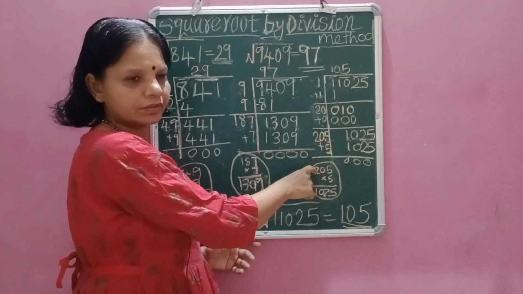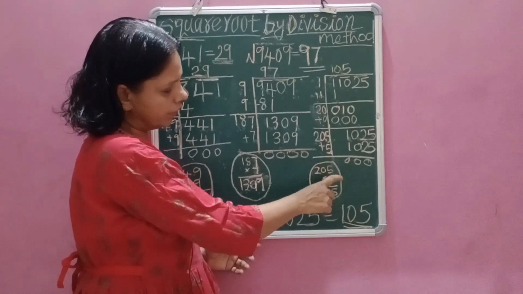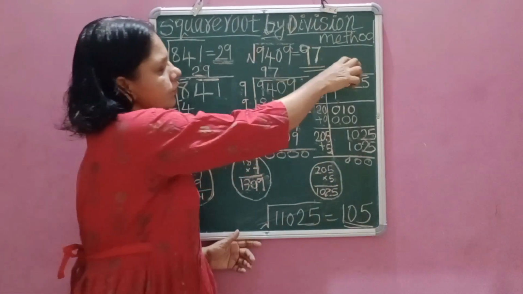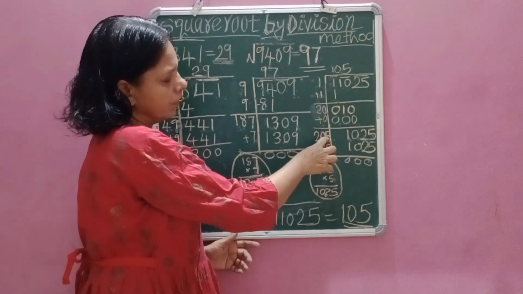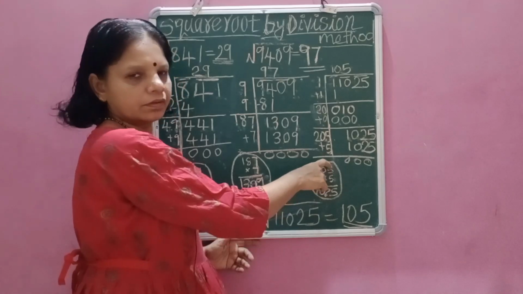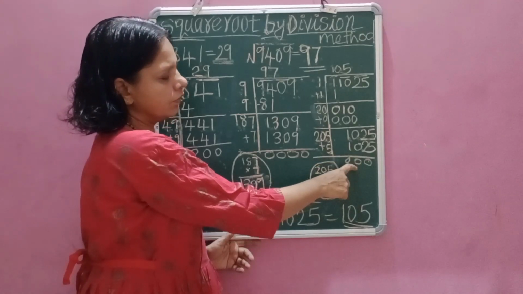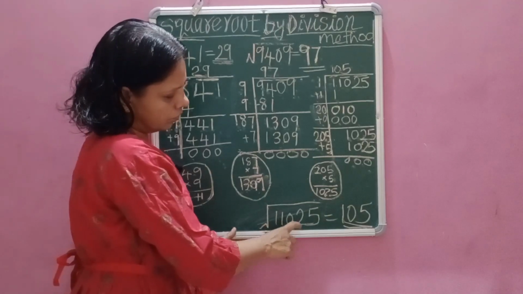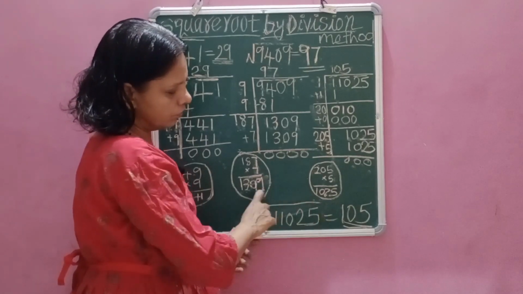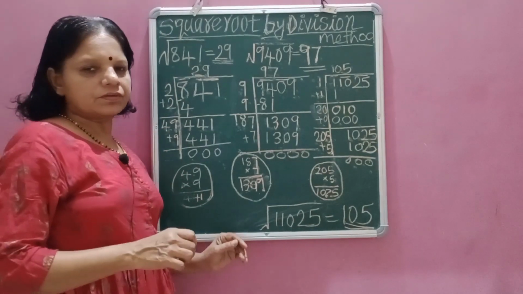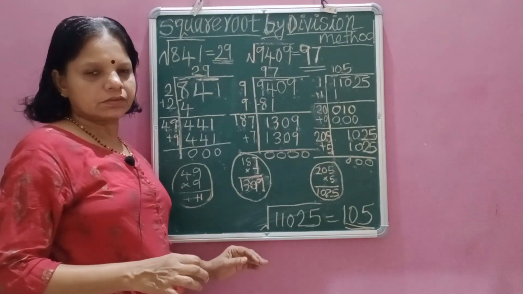So check the possibility: 205 into 5, I got the answer 1025. So here also write 5. Here also write 5, and plus 5. Here also you can stop the division. And the remainder we got is 0. So what is the answer? The square root of 11025 is 105. So this is the division method.